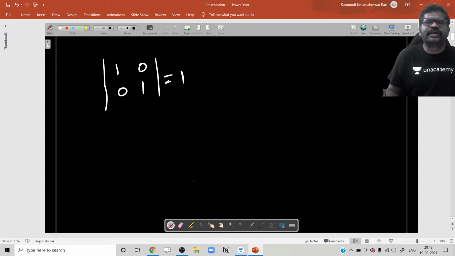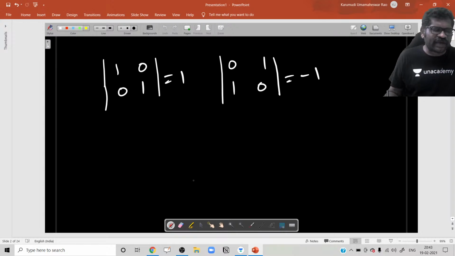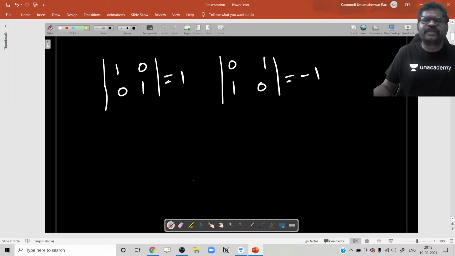Observe here. Suppose you take the determinant 1 0 0 1, the determinant value is 1. Suppose 0 1 1 0, the determinant value is minus 1. So the value of the determinant is either 1 or minus 1. In this problem, the value of the determinant will be either 1 or minus 1.